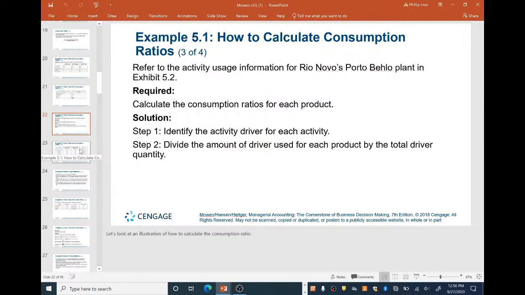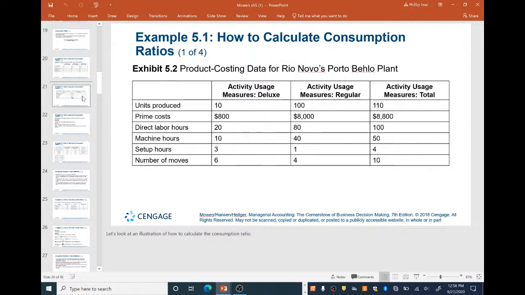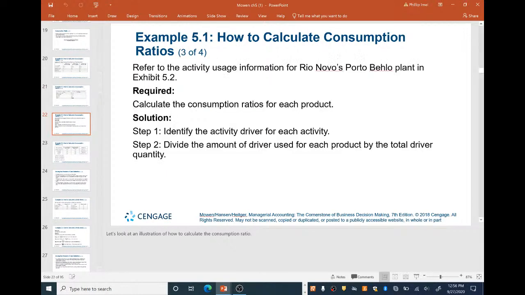Okay, so let's refer to the activity uses information, the two charts here that we just looked at for the Rio Novo's plant, and what they want us to do is calculate the consumption ratios for each one of these products. Okay, so let's look at the solution here of how this is going to be accomplished. The first step says they want us to identify the activity driver for each activity.